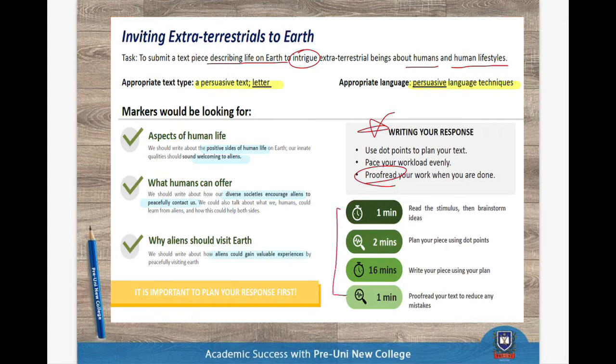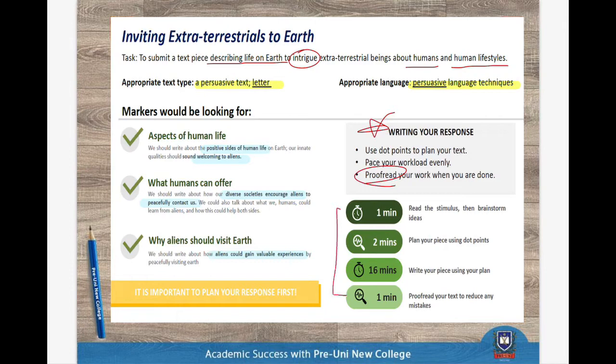And here it says, take about 1 minute to read the stimulus, then brainstorm ideas. So when you're reading the stimulus, think of any ideas that you could potentially use. And then in the next 2 minutes, plan your piece using dot points. So in the given planning sheet, jot the points down.